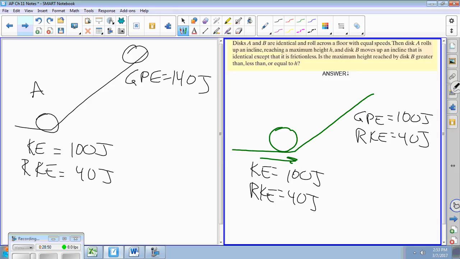Does that make sense? In other words, this one has two types of energy which are getting converted to GPE. This one only has one type of energy getting converted.